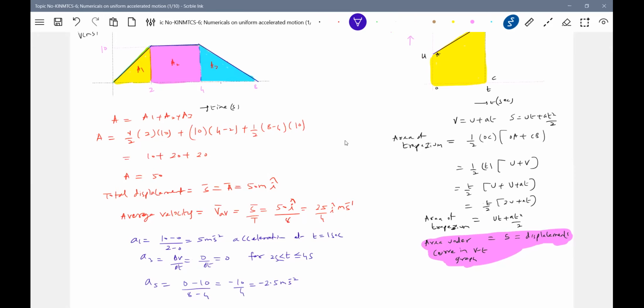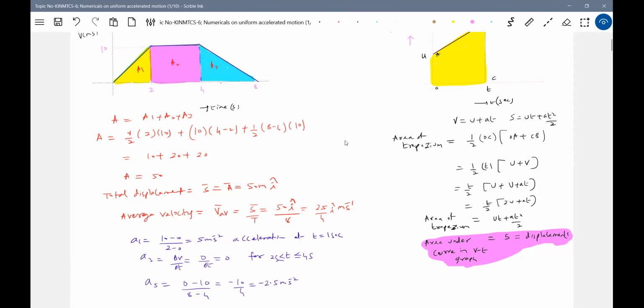See it once. From the VT graph, rather than explaining theoretically, I just took a numerical and explained all the concepts. From the VT graph, what all can you find out? Area under the curve in a VT graph will give displacement. If you know displacement, you'll get average velocity. You can also get the distance covered. You'll get acceleration also. You can also calculate even average acceleration. So from the VT graph, what all can we determine?